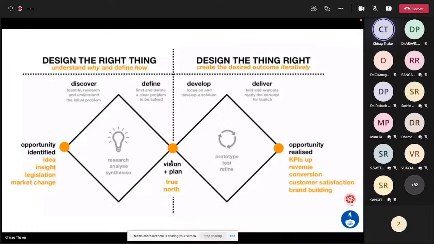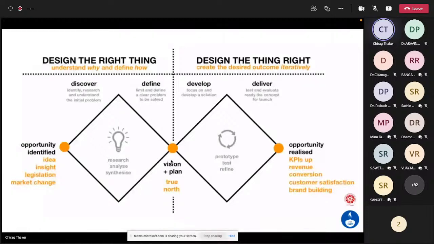In terms of revenue generation, it should give you better revenue, customer satisfaction, and brand building also. So if I sum up these two diamond design framework, the first diamond is all about designing the right thing. Here your single most focus is: let us design the right thing. So understand why and define how. So this is all about whys and hows to design the right thing.